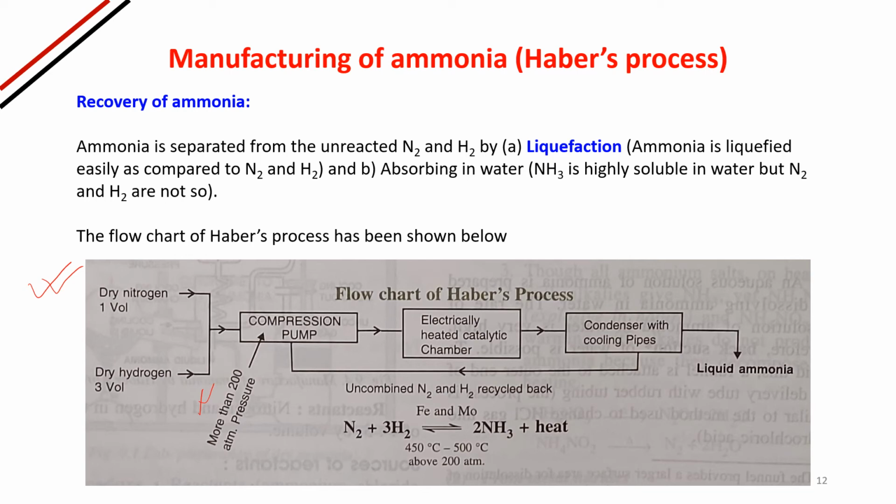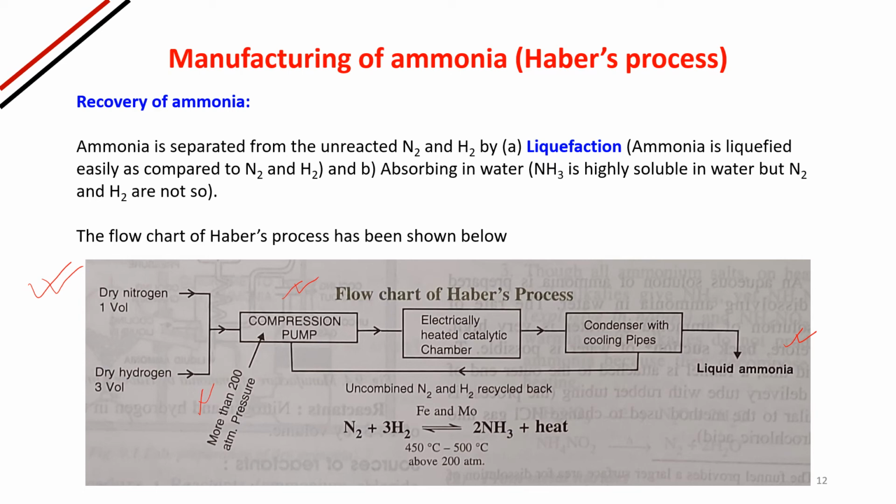After that, it passes through a catalytic chamber. That catalytic chamber is electrically heated. The reaction is taking place here. Then the condenser with the cooling pipe. It passes through the condenser with the cooling pipe and we get liquid ammonia. The unreacted or uncombined nitrogen and hydrogen will be recycled back and will again come to the compression pump.